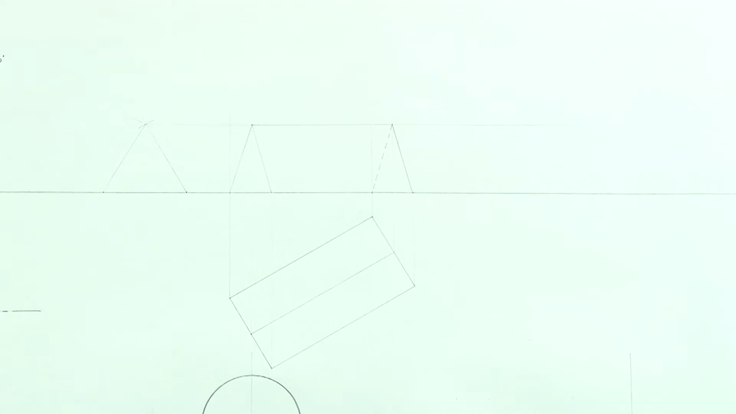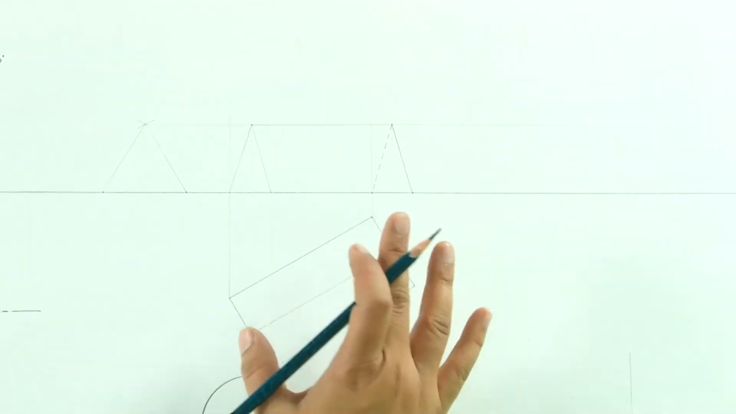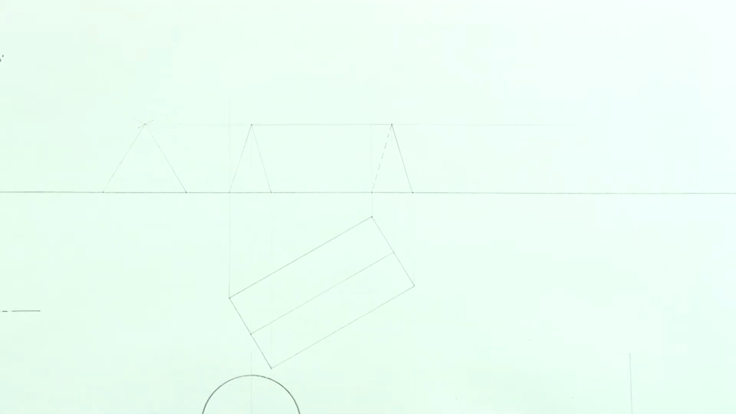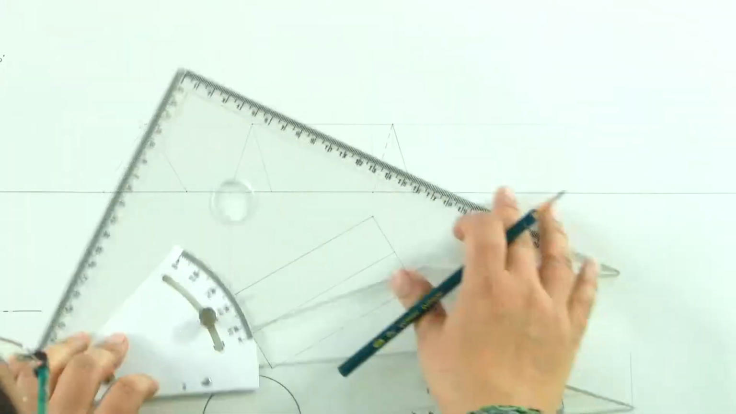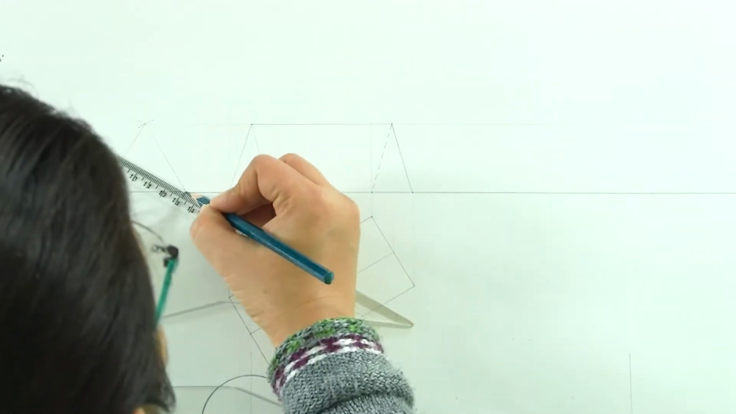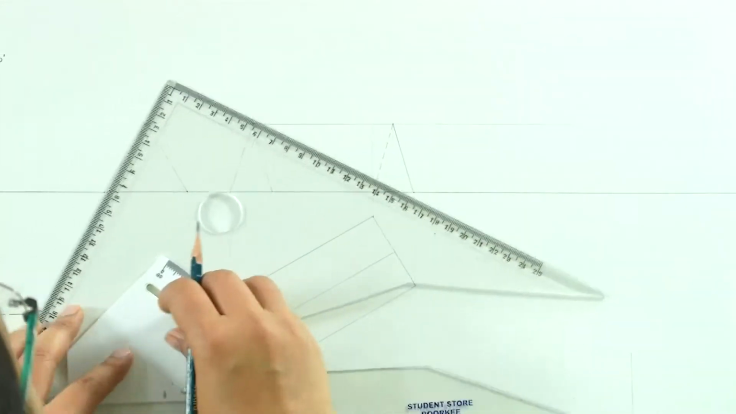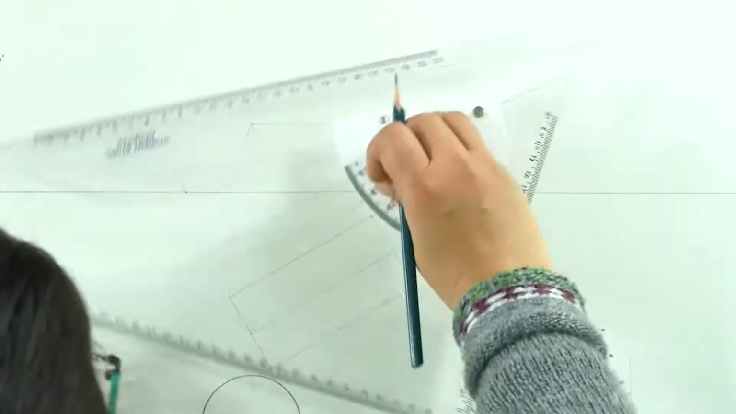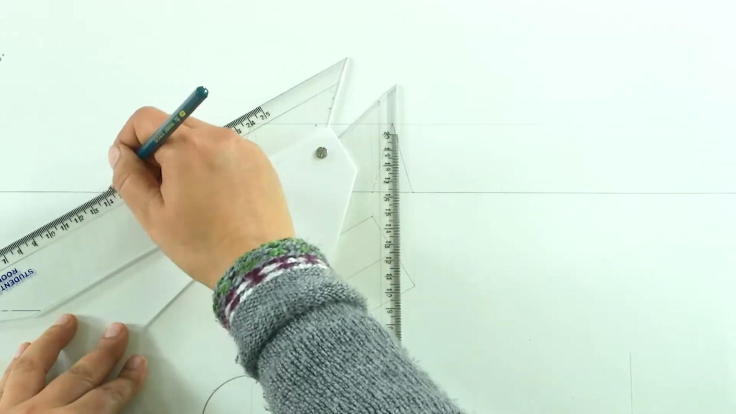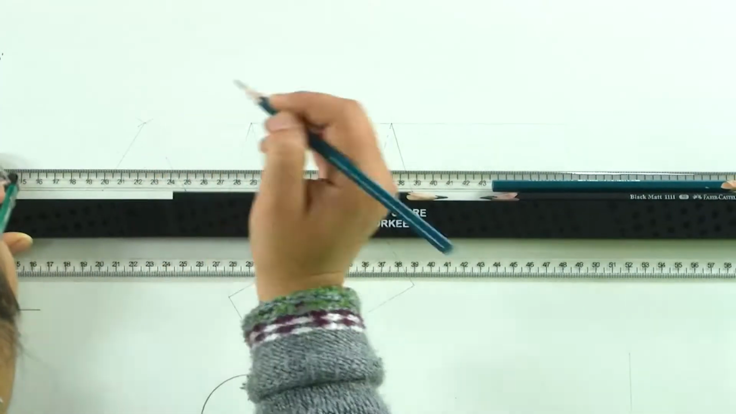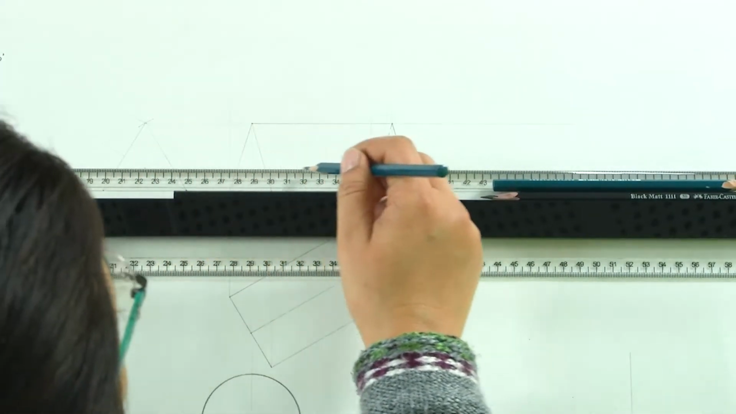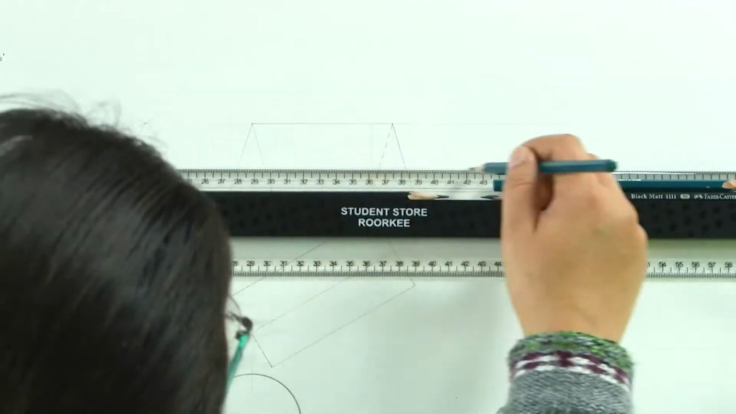Now we are assuming that this prism is being cut by a section plane which is parallel to HP and perpendicular to VP, and it is passing through the middle. So we are assuming that it is passing through the middle of the triangular prism. So this is the point where we will assume that the section plane is passing through.